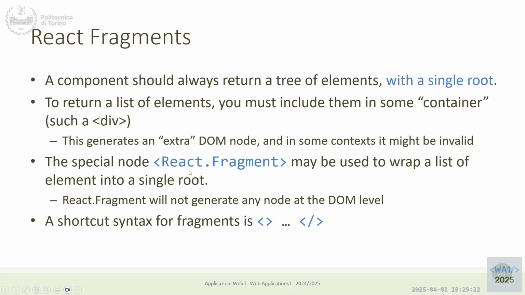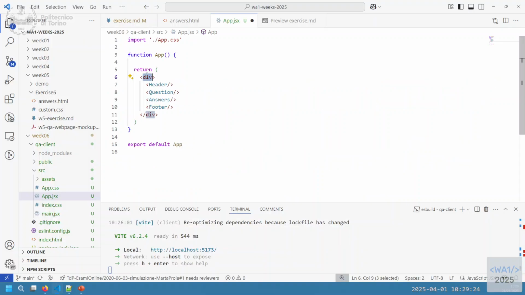The idea is that instead of a div, we can just put a fragment that fulfills the role of creating the root for these components, but it doesn't create anything at the end. So we'll see it a lot. Imagine it as a sort of brackets to contain a group of components and make them behave like one single component.